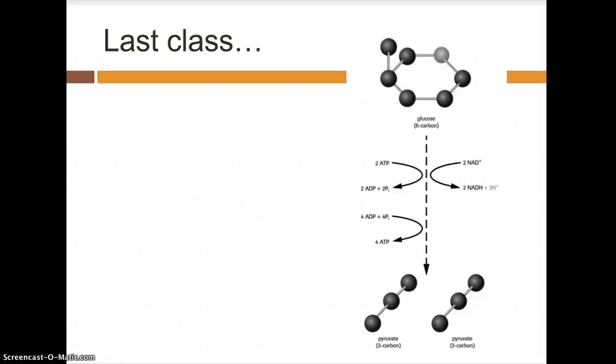So last class, in the last presentation, we took a look at glycolysis. The process on the right in the image is the physical process of glycolysis, the breaking down of this glucose molecule, which you'll see here at the top. It's a 6-carbon sugar. You'll see 1, 2, 3, 4, 5, and 6. And then we see here we have energy investment.